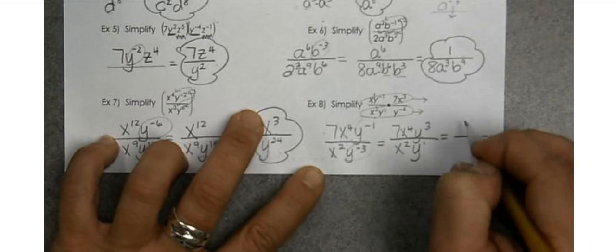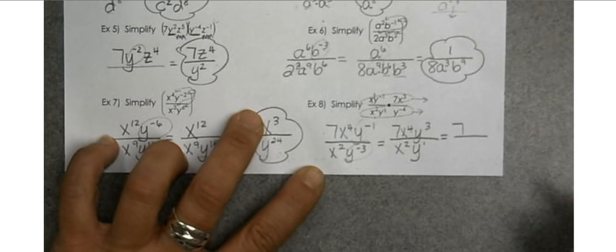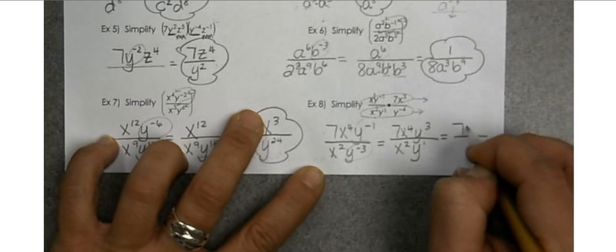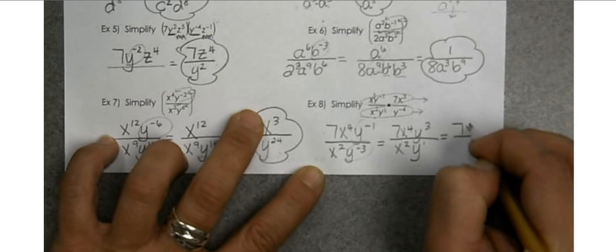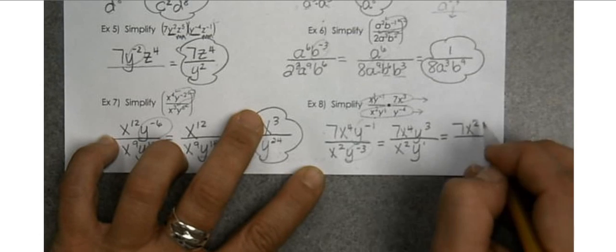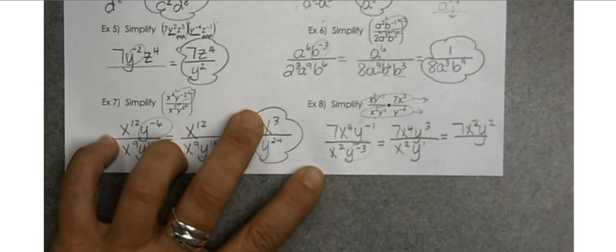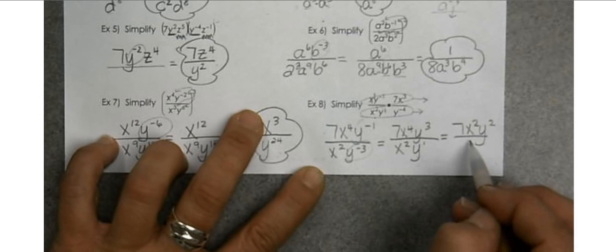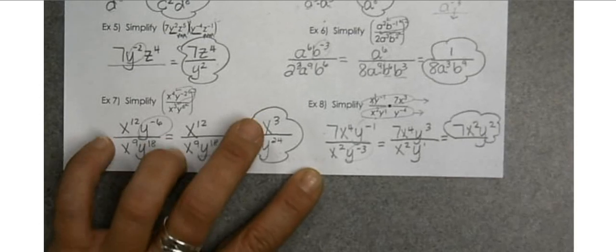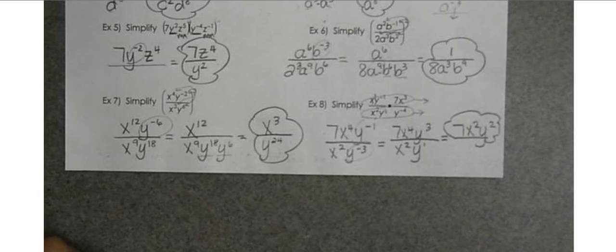The 7 can stay. Notice that 4 minus 2 gives me 2, so x squared will live in the numerator since that's bigger. 3 minus 1 is 2. That'll live in the numerator since that's bigger. And then I know there's a 1 down here, but if a 1 is in the denominator, generally we just don't write it in our final answer.